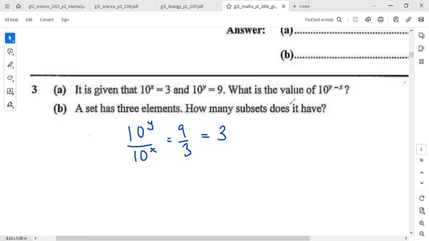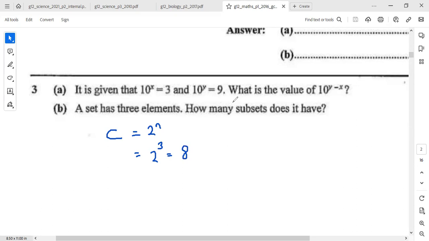A set has 3 elements. How many subsets does it have? The number of subsets is found by raising 2 to the power of the number of elements. This has 3 elements, so it's 2 to the power 3, which is simply 8. So 8 is the answer.